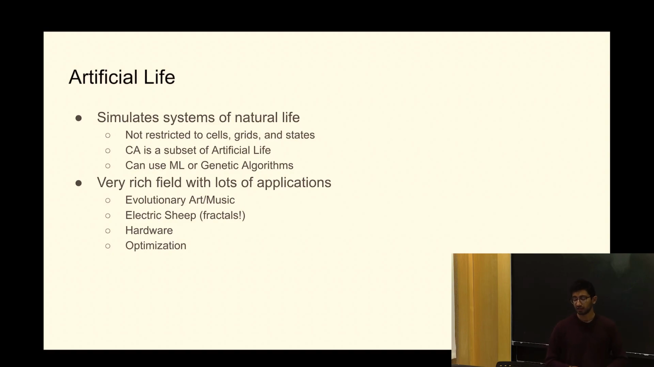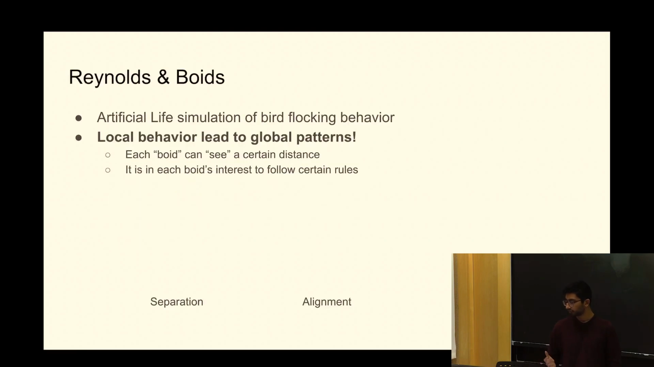And finally, artificial life can be used for optimization of functions. Things like particle swarm optimization are very commonly used as a stochastic optimization method. Ant colony optimization is biologically inspired, and those are also really, really cool to take a look at if you have a spare minute.